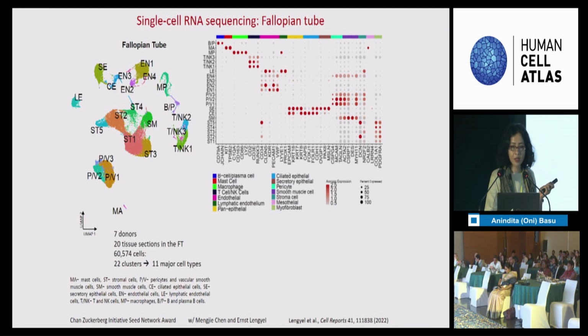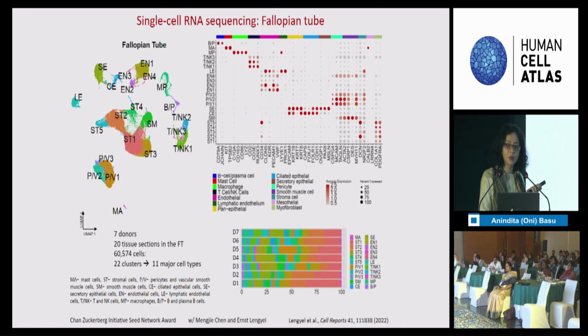Okay. The next topic that I'm going to be talking about is the fallopian tube. We are working on a few different organs from the female reproductive system. Today I'm going to be focusing only on the fallopian tube. And we are also, in this part, looking at postmenopausal women. This is because a postmenopausal system is a much more well-defined system. And even so, there are many more cell types that you can see.